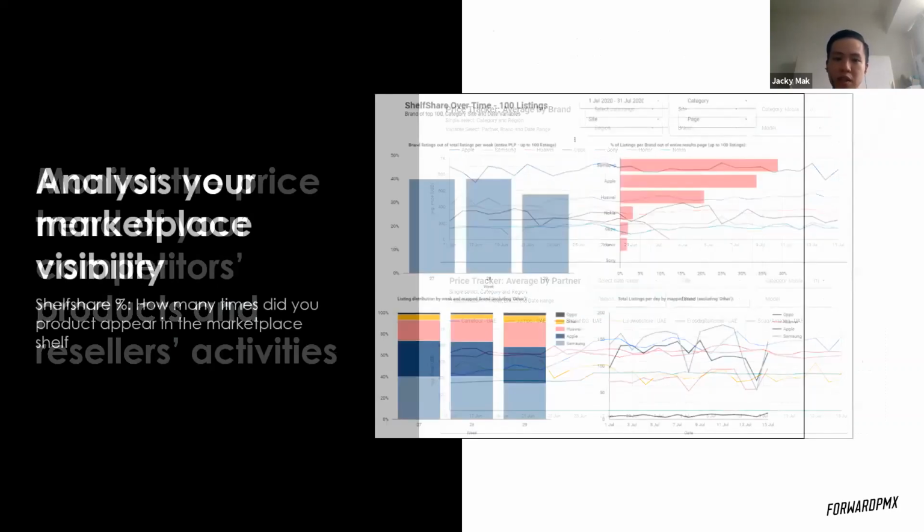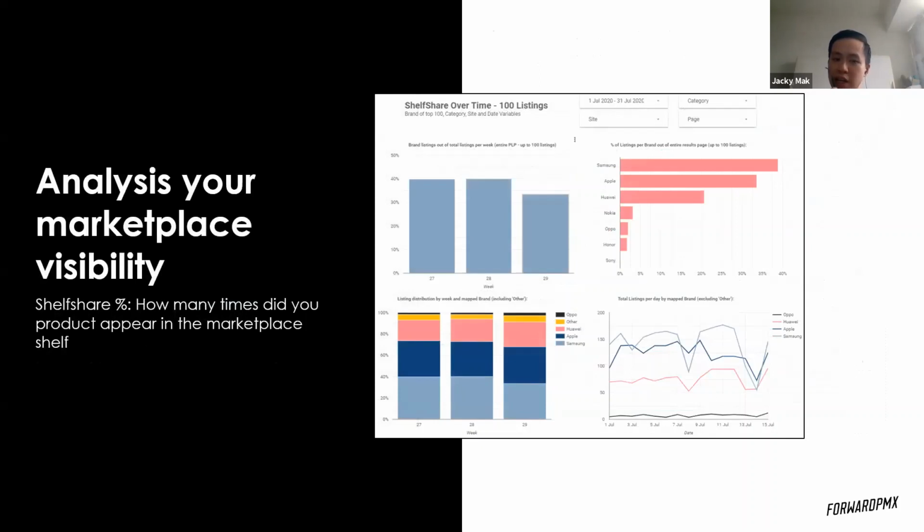And second, you should also have a dashboard to analyze your marketplace visibility. Here we have a concept called shelf share percentage. It means how many times your product appears on the marketplace shelf. If people search for mobile phone on Shopee, for example, how many times does Samsung appear? There could be something you should learn from it, like whether your product is visible enough. And also, if you have an agreement with the marketplace about a share percentage, that is a tool that can help you monitor whether it is within the agreed range or not.